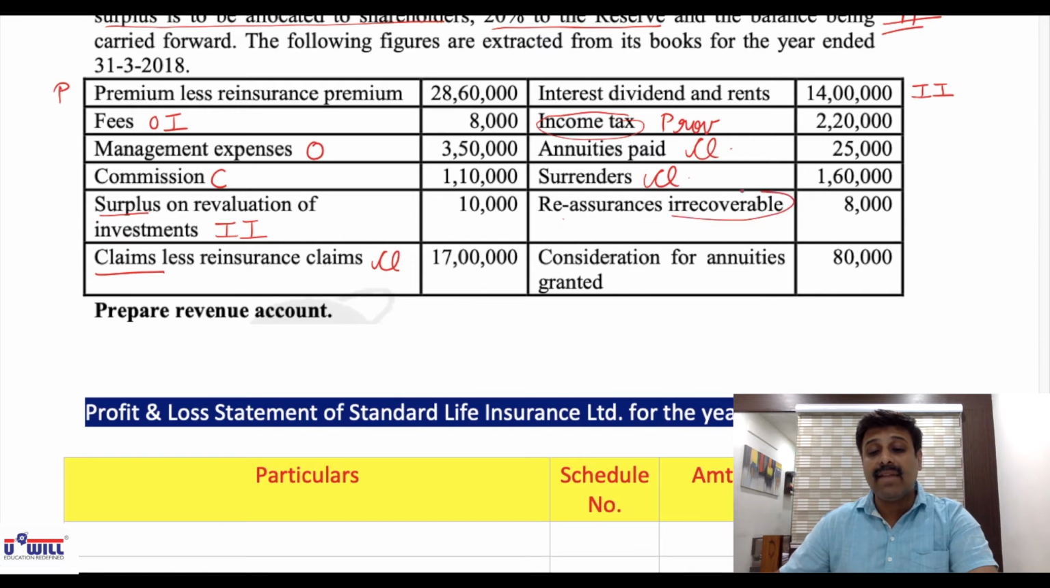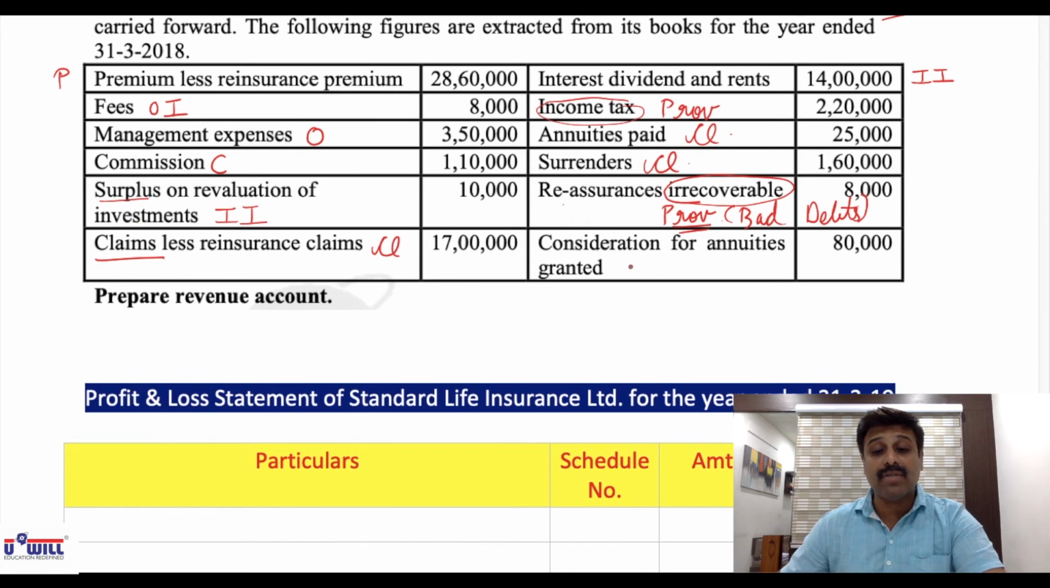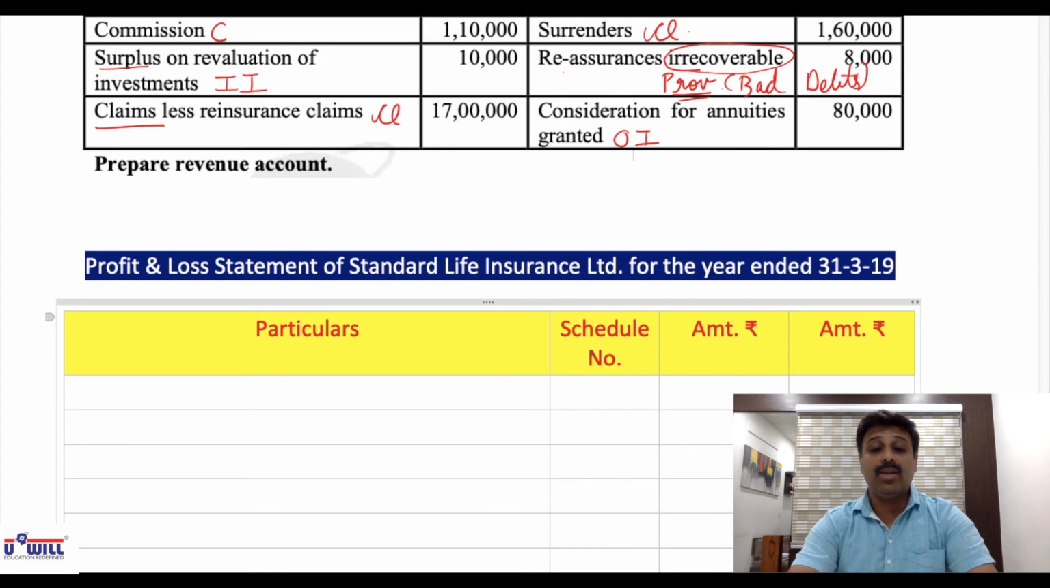Reassurances irrecoverable means bad debts, so that will come in provisions, will create provision for bad debts. Consideration for annuities granted, just now in the previous question we discussed, it will come in other incomes. So prepare revenue account. All the left out items are also covered in this particular question.